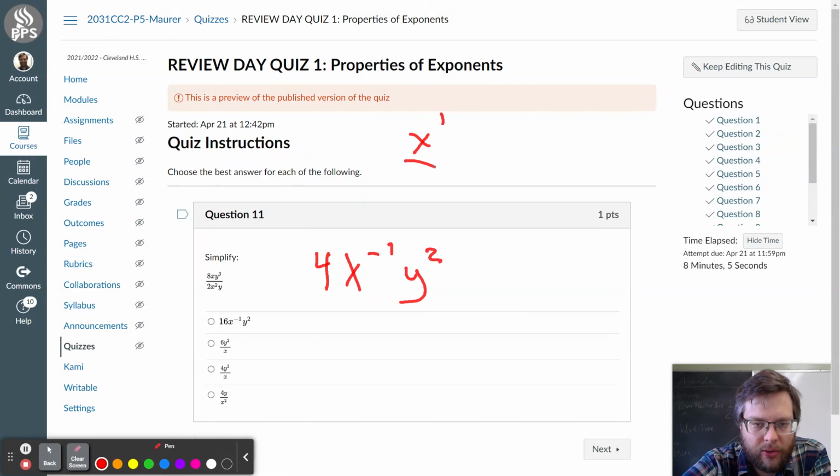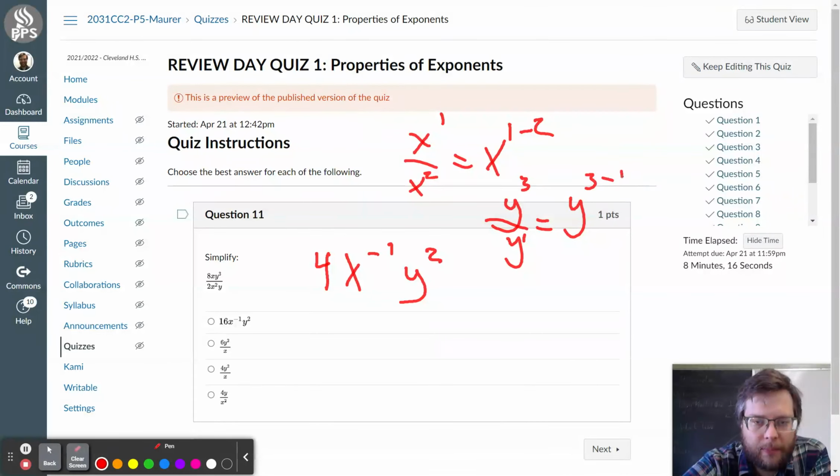So I had x to the 1 over x squared. That becomes x to the 1 minus 2. And I had y to the 3 over y to the 1. That's y to the 3 minus 1. And so I have this answer right here.